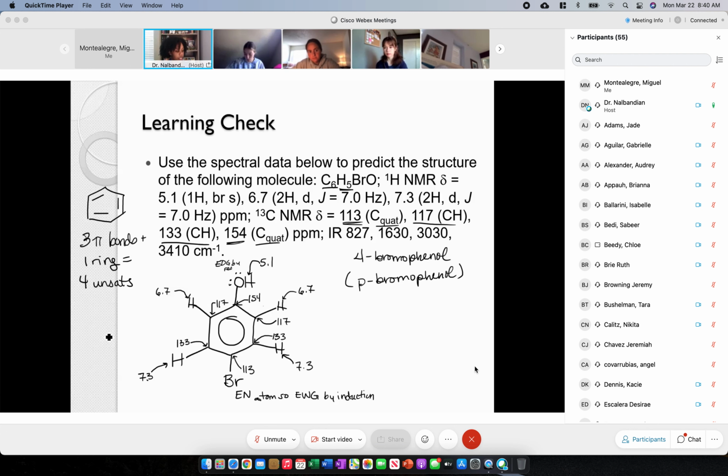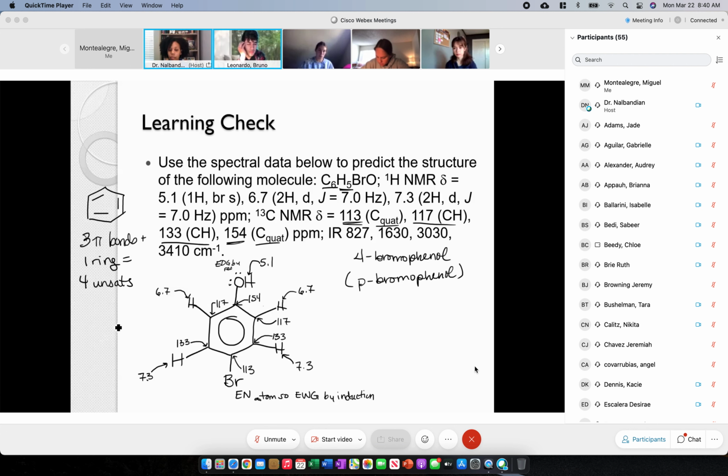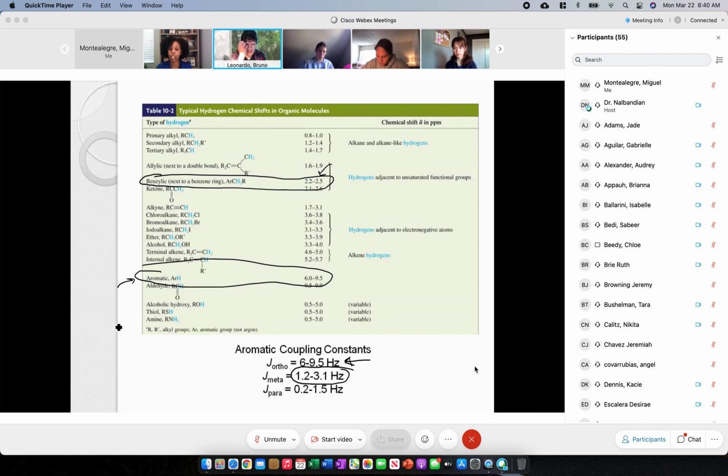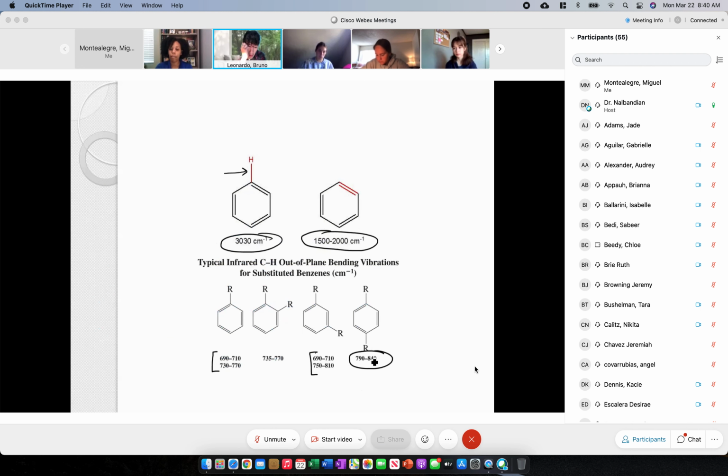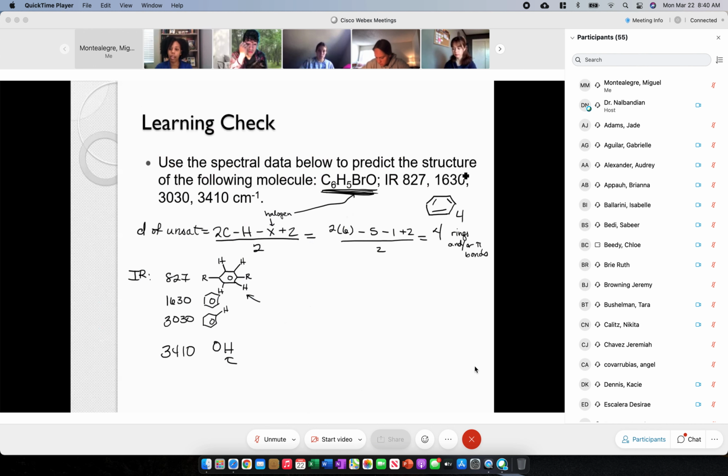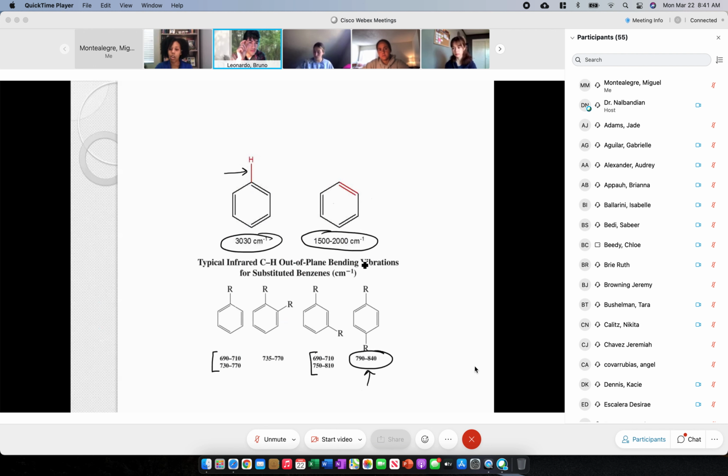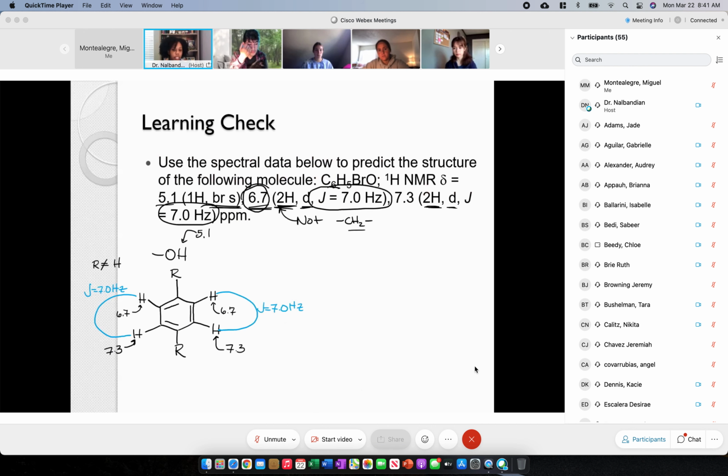Other questions? Yes. How did you know from just the IR that it was para, the benzene ring? Because of the 827. Okay, but that's in the fingerprint region. So you wouldn't just give us the number on the exam, or would you? No, I gave you the numbers. Okay, because that could be covered up also. Other questions?